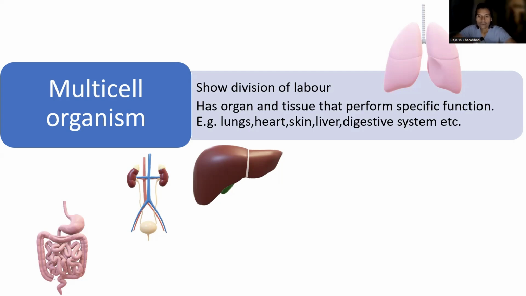Now you have to do one activity. Try to differentiate between eukaryotic cell, prokaryotic cell, and multicellular organism and unicellular organism. Try to write the difference between these two, and you will understand the exact meaning.